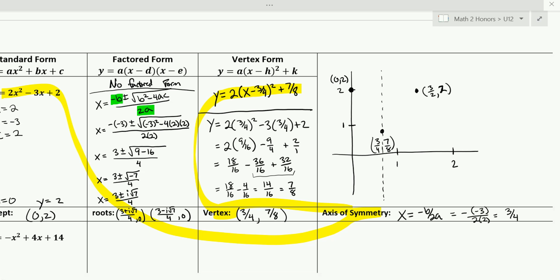We need a couple more. Let's plug in 1 into the formula. That would be easy. So if I plug in x equals 1 into standard form, what do I get for y? It's not going to be a fraction. It'll be a nice number. You get 1. So 1, 1 is another point.